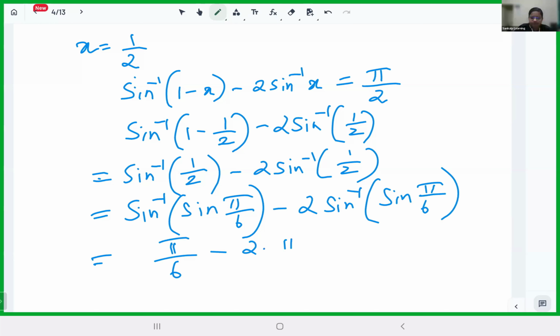On solving the equation with x equal to 1 by 2, we got the answer as minus pi by 6. So, can you say that x equal to 1 by 2 satisfies that particular equation? No. x equal to 1 by 2 does not satisfy that particular equation. Now we check with x equal to 0, whether it satisfies the equation or not.